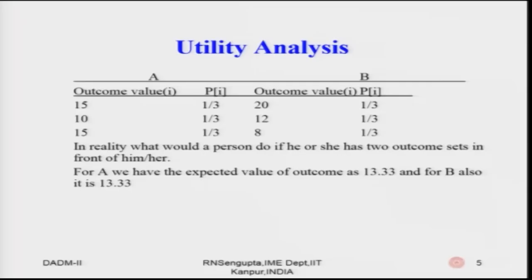Similarly, if you go to machine B, there are values of 20, 12 and 8 with the corresponding probabilities again as 1/3, 1/3, 1/3, which means all the outcomes are different. So, here the 20, 12 and 8 are different. So, obviously, there would not be any confusion, as there might have been if you had two different 15s for A written differently with the same probabilities of 1/3, 1/3.